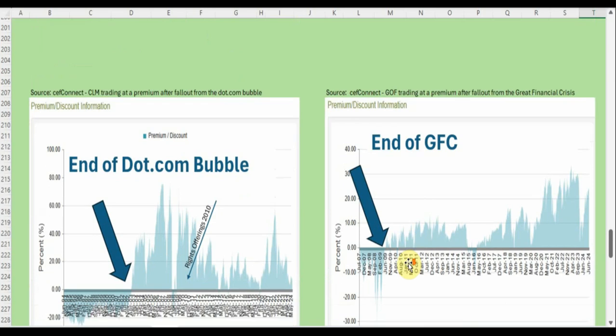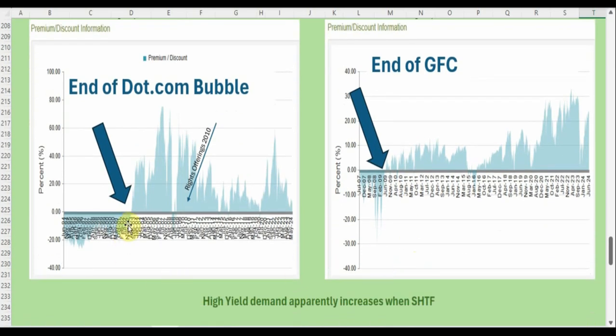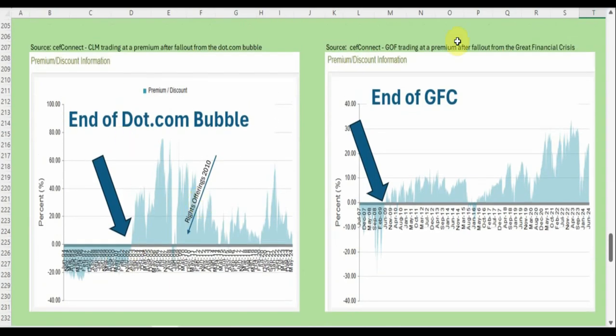As you can see, interestingly enough, after the dust settled from the dot-com crash, CLM's shares started trading at a premium. I find it intriguing that at a time when the world is crashing down, investors decided that a fund whose net asset value is nosediving is suddenly worth more than its underlying assets. If I had to speculate as to why, it's because investors started to put a premium on high yield. You can see the same thing happened with GOF after the dust settled from the great financial crisis in 2009.